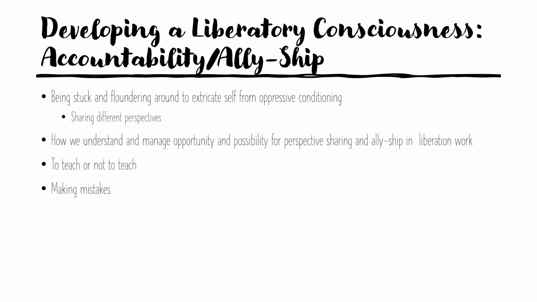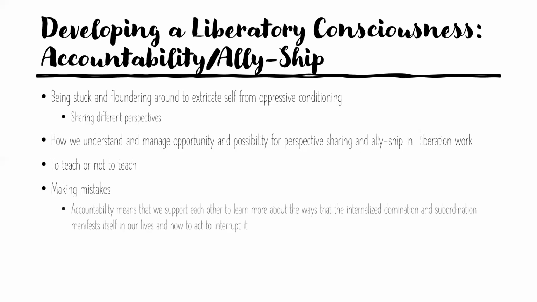So, for example, the book says, if a Black person notices another Black person acting out internalized racism, a liberatory consciousness requires the consideration of the usefulness of sharing a viewpoint that allows that person to explore the implications of internalized racist behavior. Accountability really just means that we support each other to learn more about the ways that internalized domination and internalized subordination manifest themselves in our lives and how to act to interrupt it.